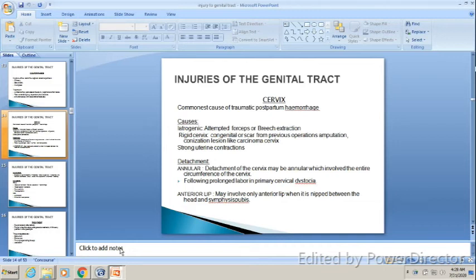This is more common in case of ventouse delivery. Circumferential cervical tear is more common in ventouse delivery, because when pulling the head with the ventouse, sometimes a part of the cervix comes into the ventouse and gets injured.